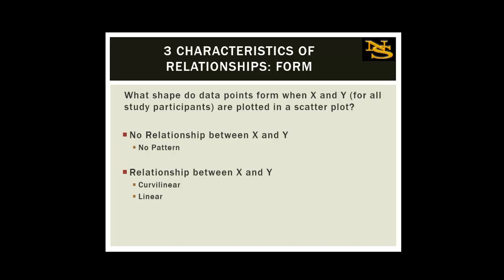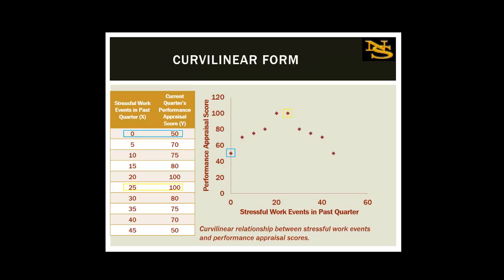So let's talk about form first. When we're looking at form, we want to know what shape the data points form when we plot both of our variables on a scatter plot. Well, if there's no relationship between the two variables, you really won't see a pattern emerge in your scatter plot. But if there is a relationship between your two variables, typically you'll either see a curvilinear pattern or a linear pattern. And let me show you the difference between those.